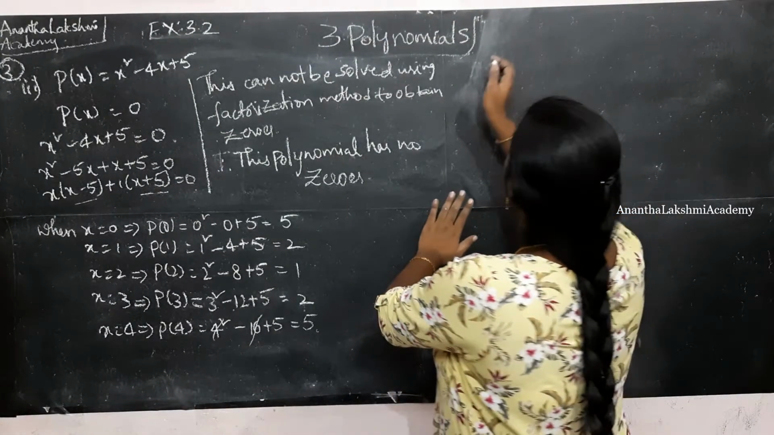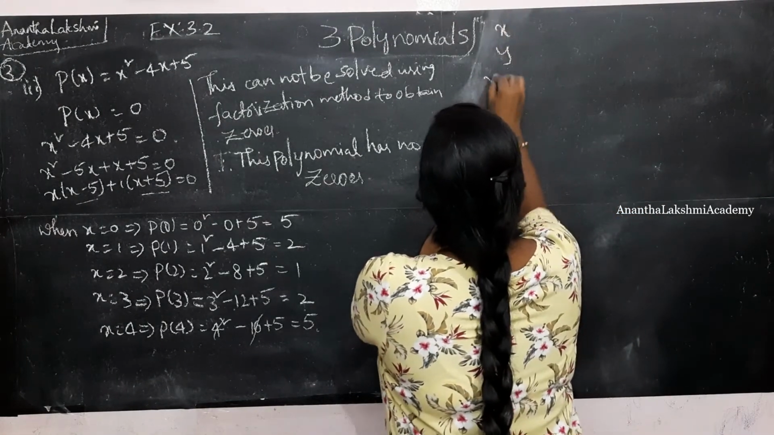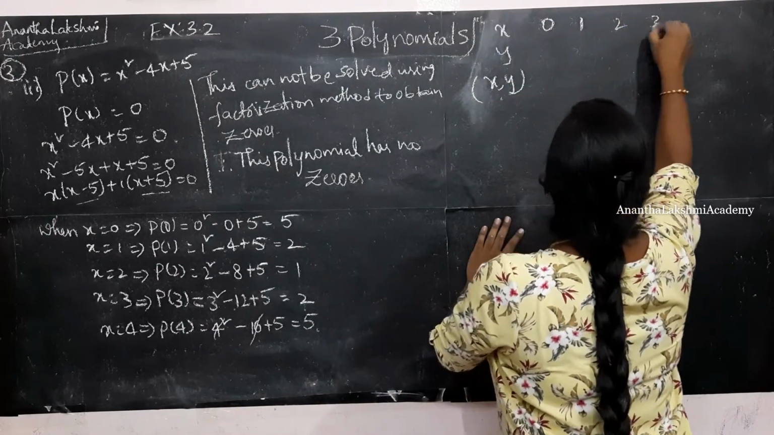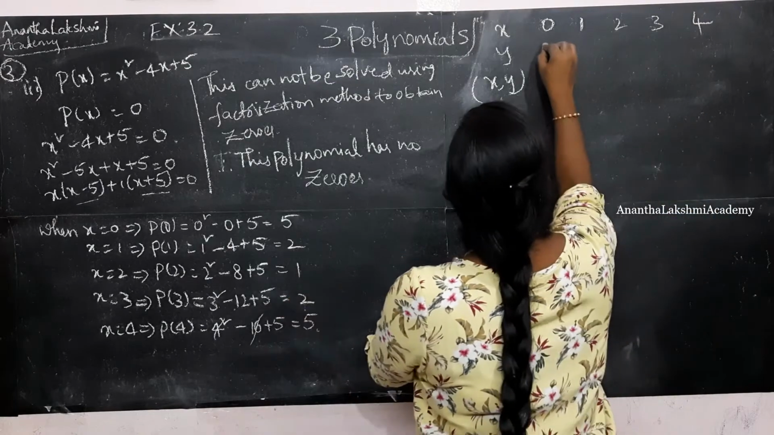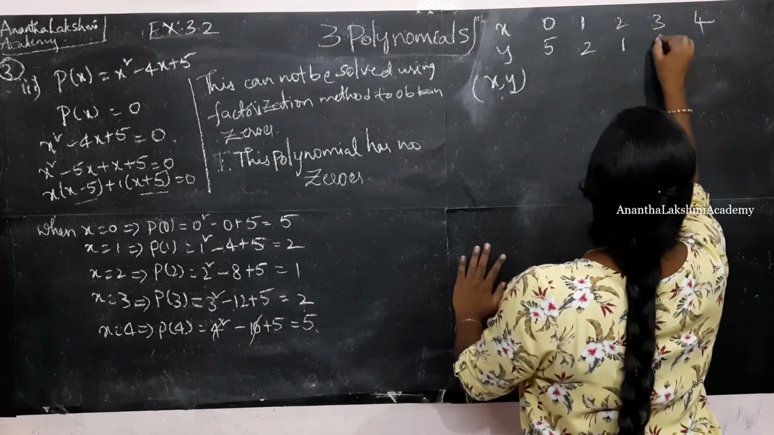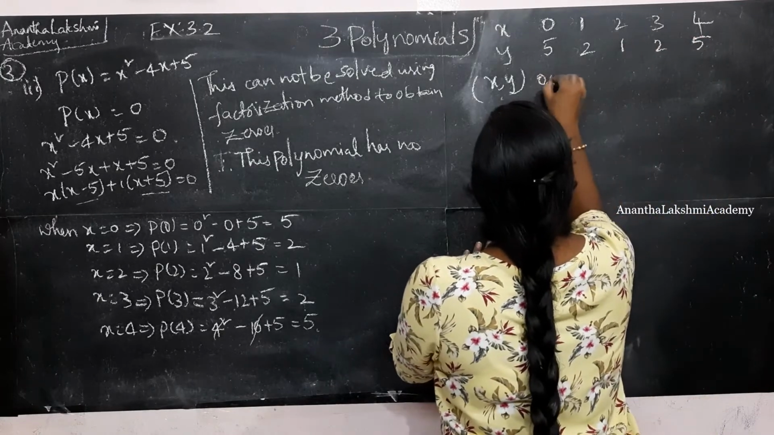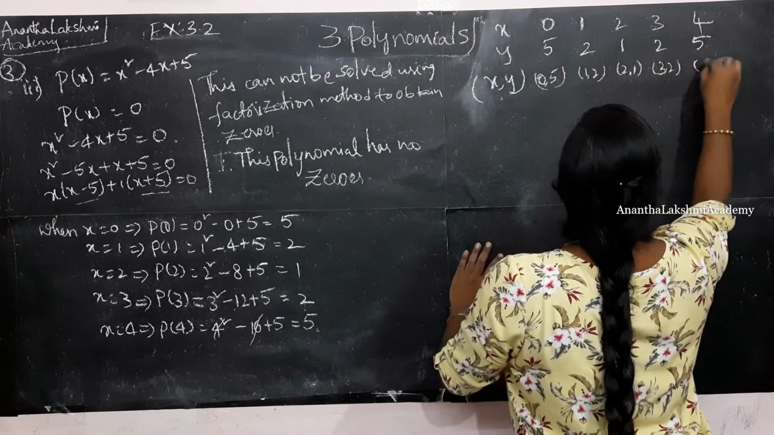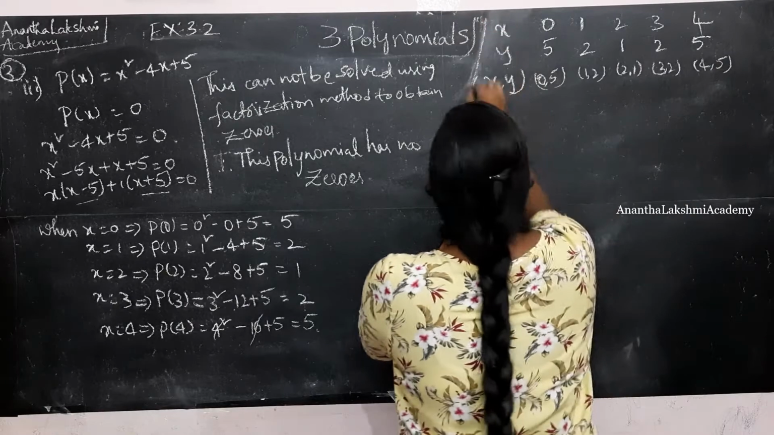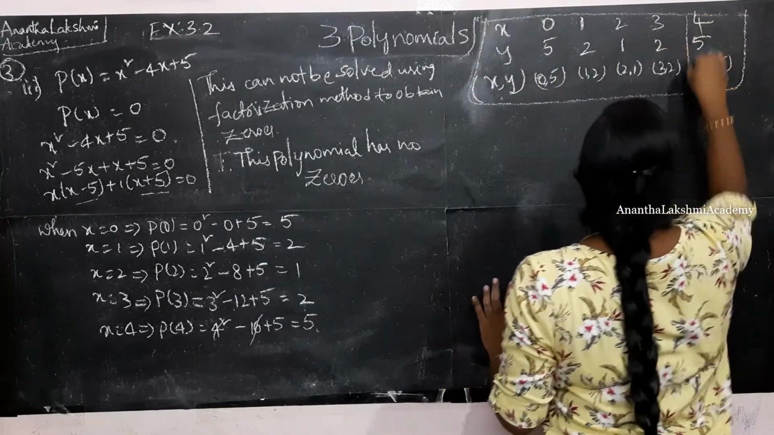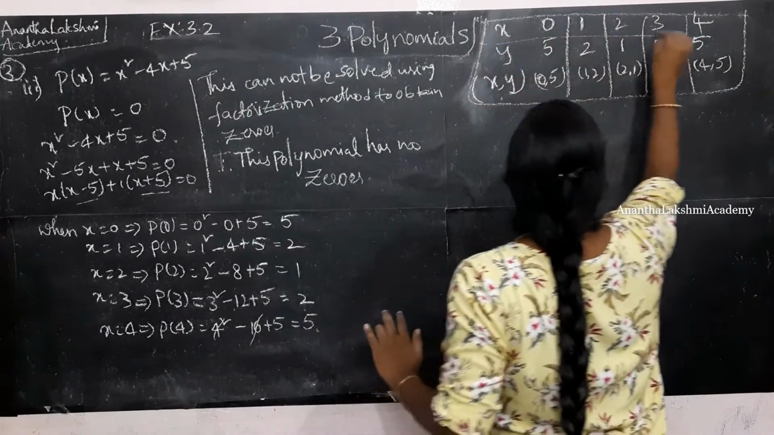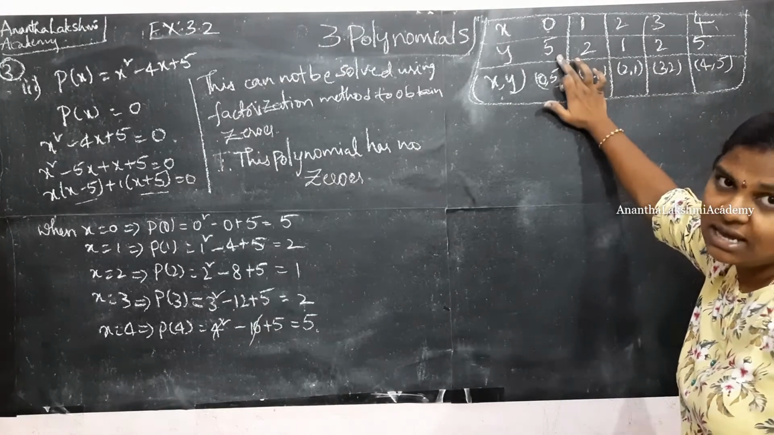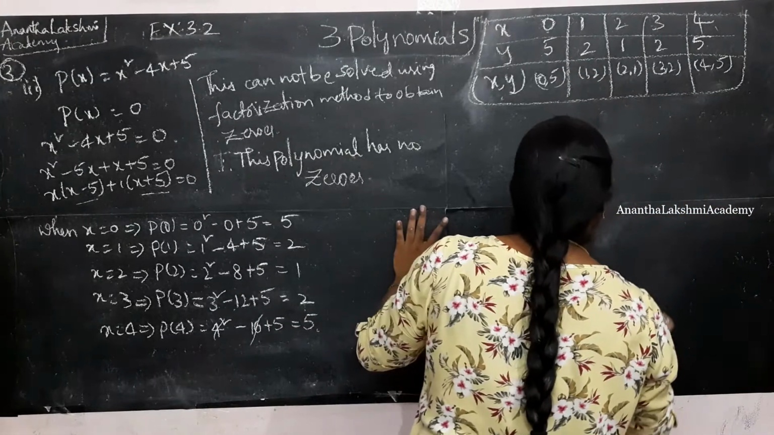Alright, so let's draw the table of x, y and x comma y. It has 0, 1, 2, 3 and 4. For these values, we have 5, 2, 1, 2 and 5, which gives the points (0, 5), (1, 2), (2, 1), (3, 2) and (4, 5). So this is the table that is needed for us to draw the graph. The x value is ranging from 0 to 4 and the maximum y value is 5. So let's plot the graph.